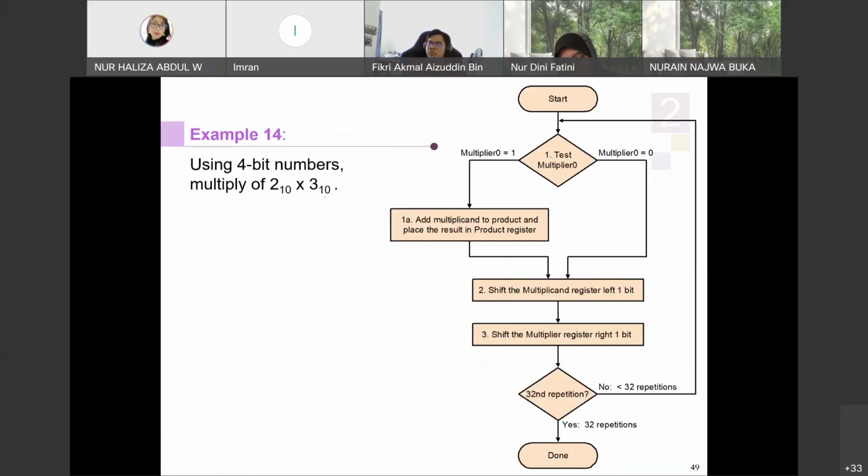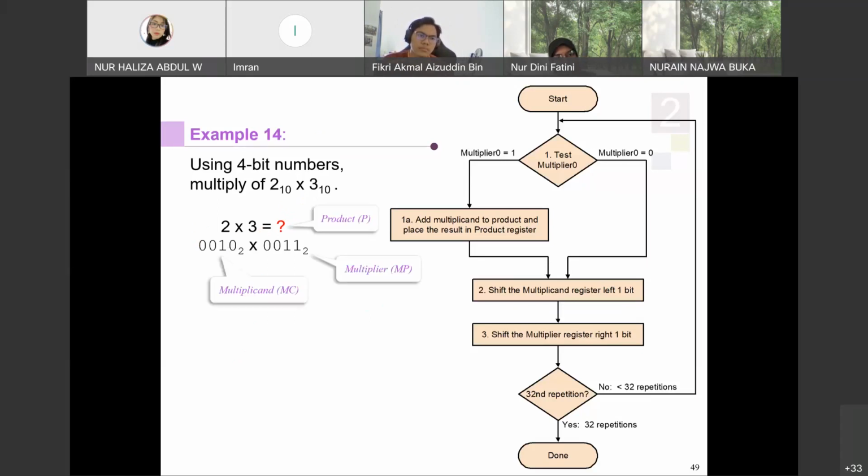We are given two numbers for a multiplication process: 2 times 3. Normally, it is very easy. Even my child knows the answer. It is 6. But in terms of binary, you need to convert first to binary. Okay? You need to convert to binary.